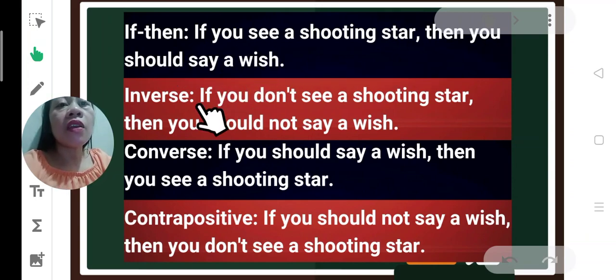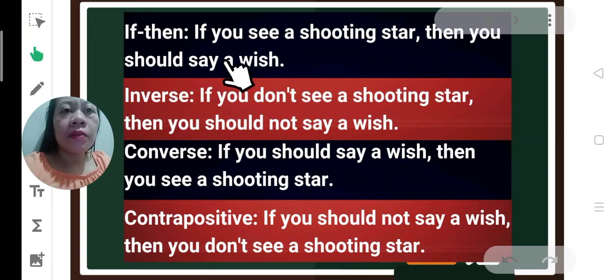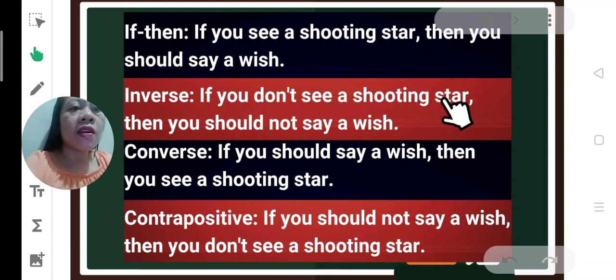Now, for the inverse form, we just negate or take the opposite of the hypothesis, which is you see a shooting star. So the opposite of that is you don't see a shooting star. And then for the conclusion, you should say a wish, the inverse form of that is you should not say a wish. So the whole inverse form is: if you don't see a shooting star, then you should not say a wish.